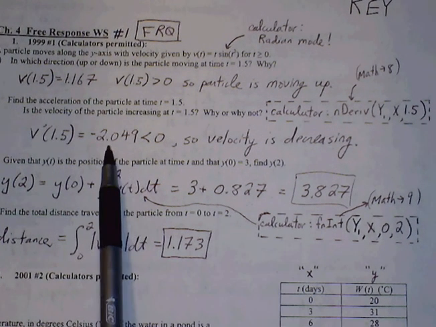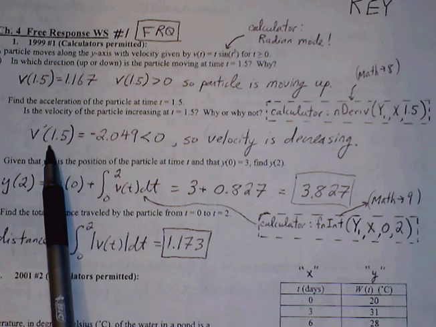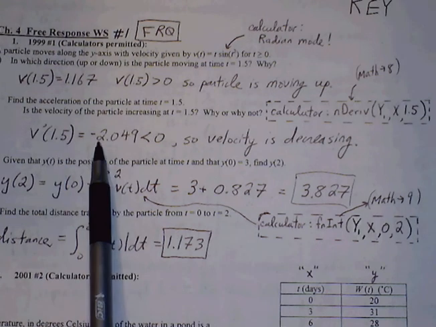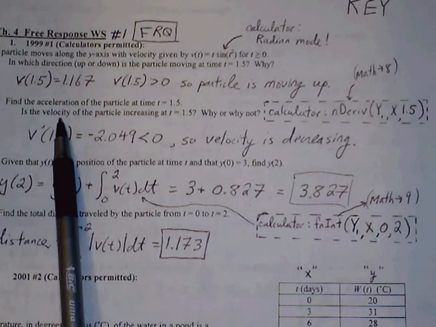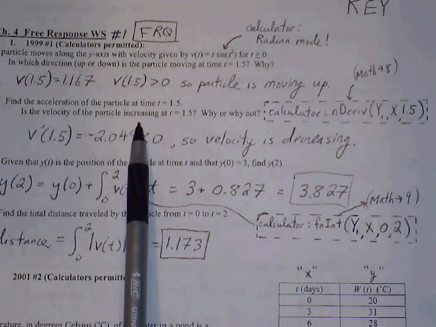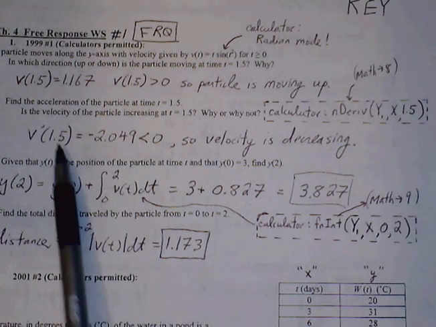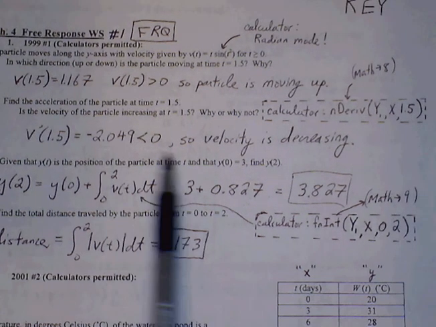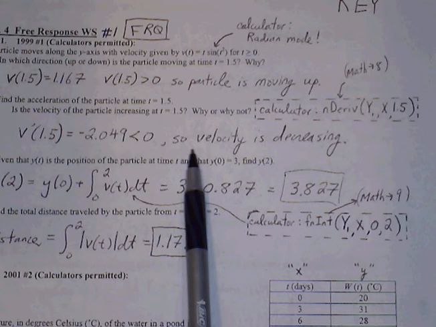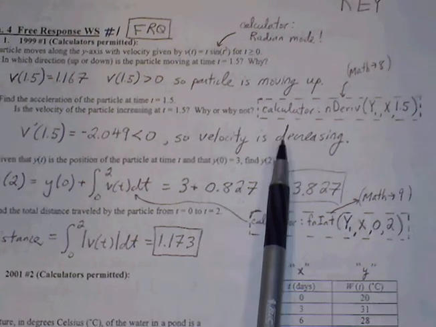So this tells us that the acceleration at time 1.5 is going to be negative 2.049, and we know that the velocity is therefore decreasing, right? Because acceleration is simply the rate of change of velocity. Negative acceleration means we have decreasing velocity.